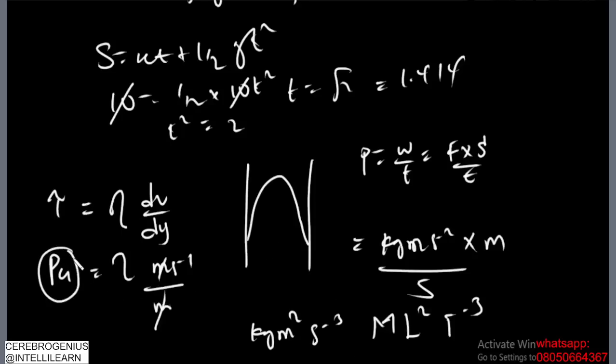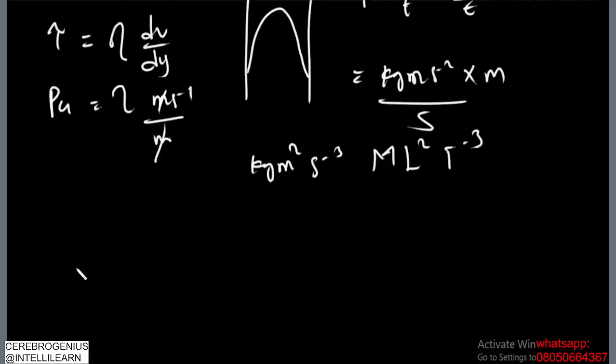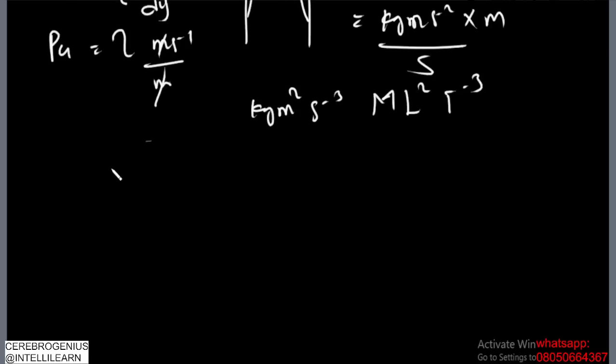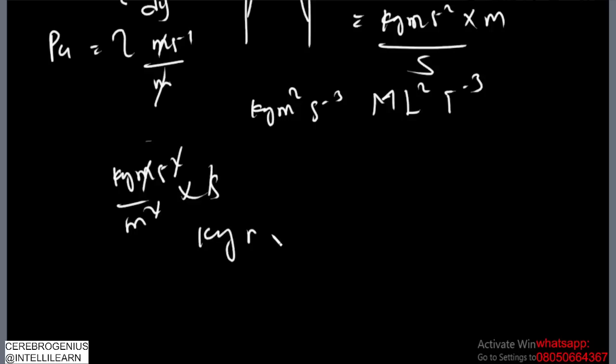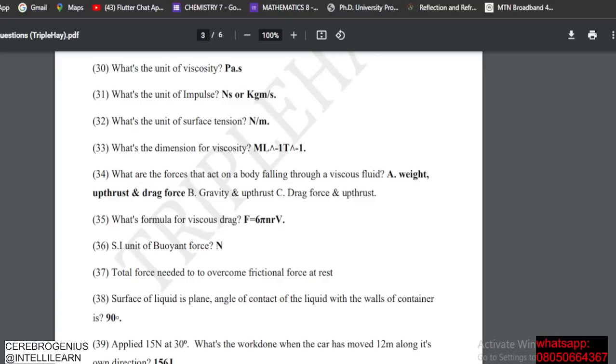Viscosity is Pascal second, and if you simplify Pascal second, Pascal is Newton per square meter, right? So that's going to be kilogram meter per square second per square meter multiplied by second. So this cancels out, this cancels this. So you have kilogram per meter per second. So this is ML inverse T inverse. So that's correct.